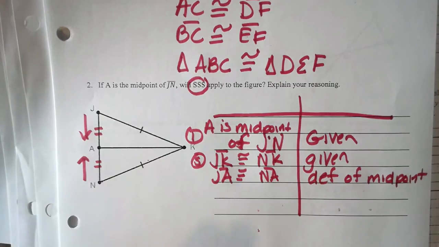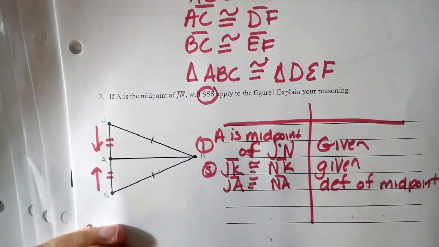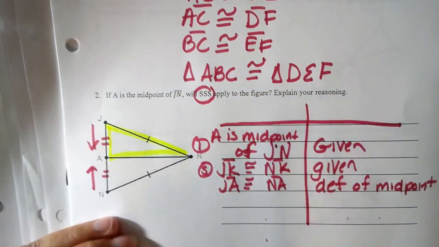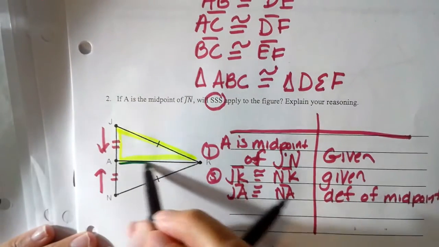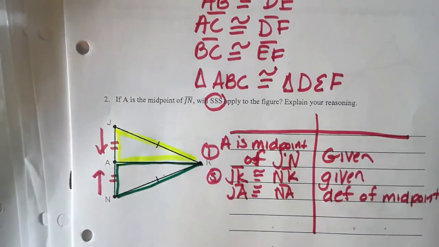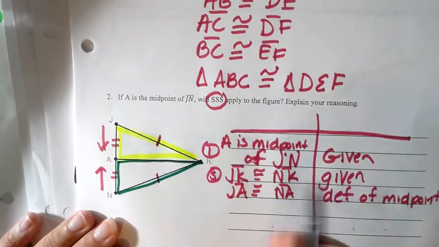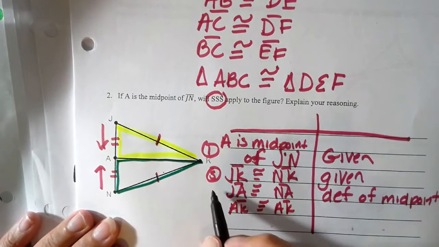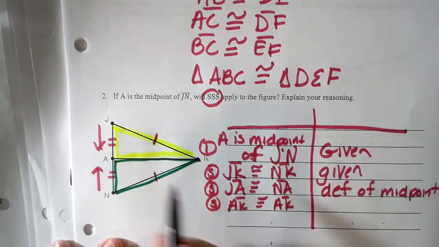So now a really good strategy that I try to do, when I'm trying to prove the triangles are the same, is to highlight. I'm trying to prove that this one is equal to this one. So far, I've got this side and this side. I've got this side and this side. Now, I also know that AK is the same as AK. So there's my last side. I know that because it's the exact same.